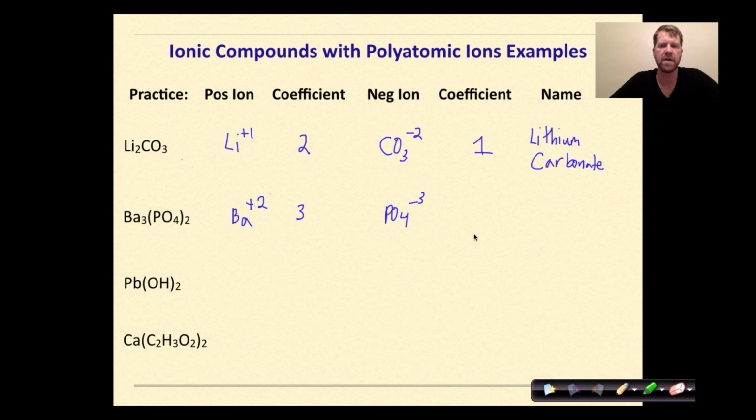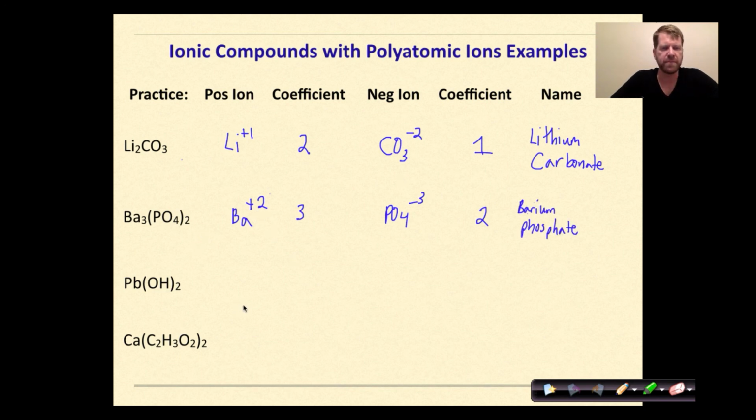How many of the phosphate ions are present in this neutral compound? There's 2 of them. Now you may ask yourself if you need to use a Roman numeral, and the answer to that is no, because barium is not a transition metal, and barium only has 1 positive oxidation state. Therefore, the name of this compound is barium phosphate, not barium Roman numeral 2 phosphate.